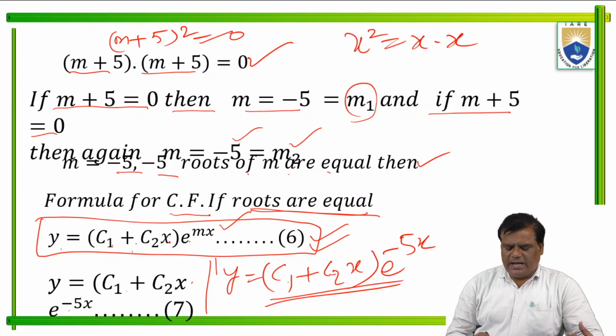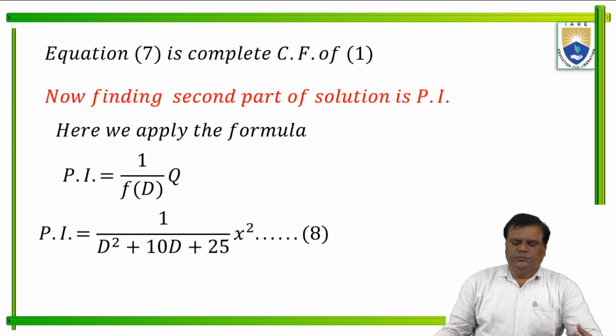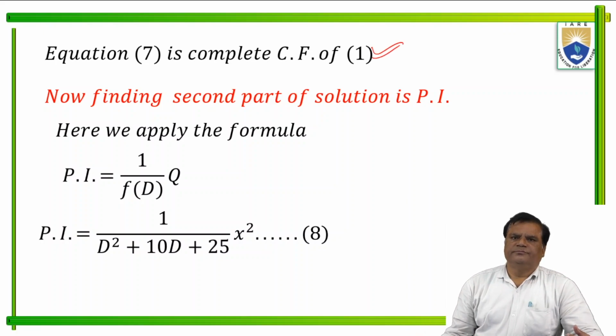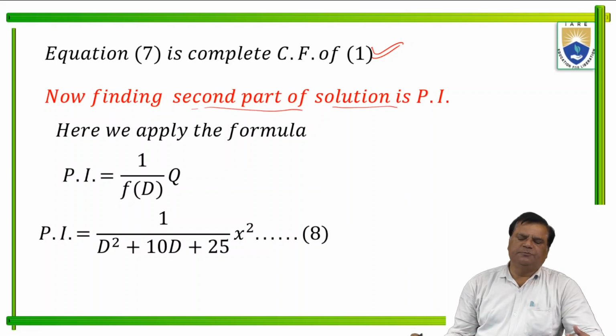This formula is applied when roots are equal. Now, equation 7 is the complete CF of equation 1. Now finding the second part of the solution, which is PI.